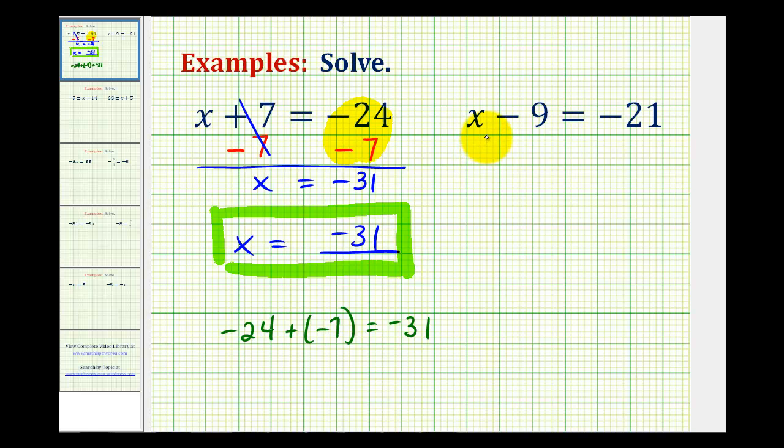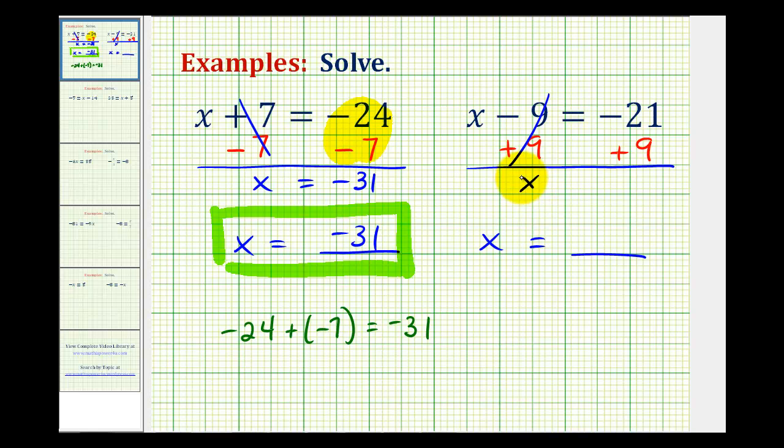And for our second example, we have x plus 9 equals negative 21. Again, our goal is to isolate the variable on the left side of the equation in the form of x equals some number. So we want to undo this minus 9 by performing the opposite operation on both sides of the equation. Well, the opposite of minus 9 is plus 9. So we can add 9 on the left as long as we add 9 on the right side of the equation. So minus 9 plus 9 would be 0.